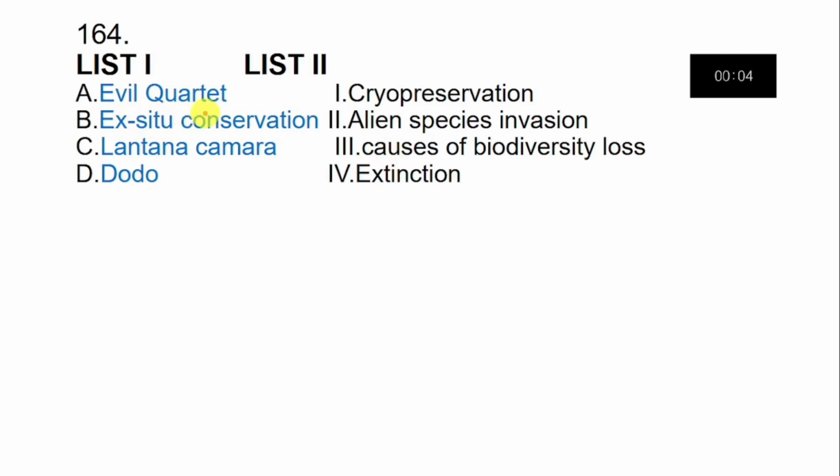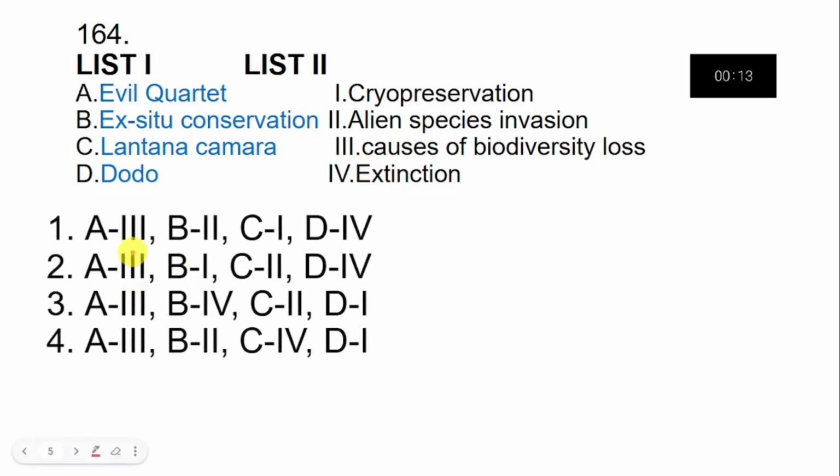Okay, evil quartet. Evil quartet is the 4 different causes for biodiversity loss. A3. A3 is everywhere. Then ex situ conservation is cryopreservation. So B is 1. B1 is only in option number 2. We have the answer. C is 2. Lantana camara. This is an example of alien species invasion. And the last one is dodo extinction. Next one.